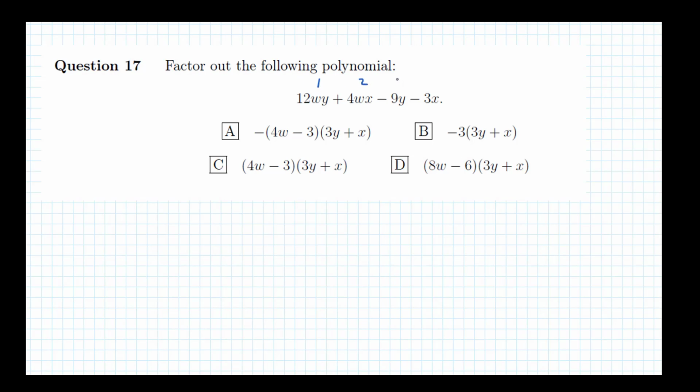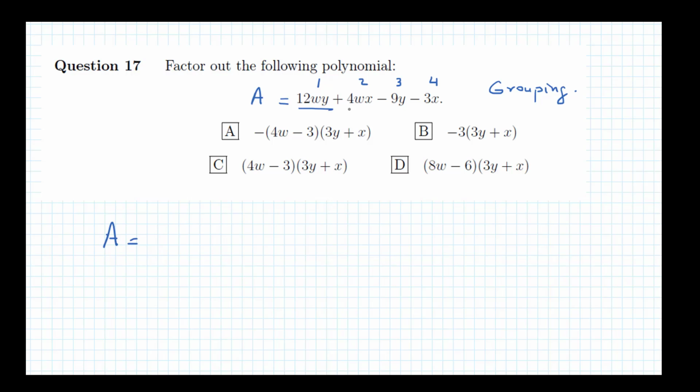Question number 7. Factor out the following polynomial. 12wy plus 4wx minus 9y minus 3x. Now since we have 4 monomials here, we will proceed by grouping. So let's denote A this polynomial.